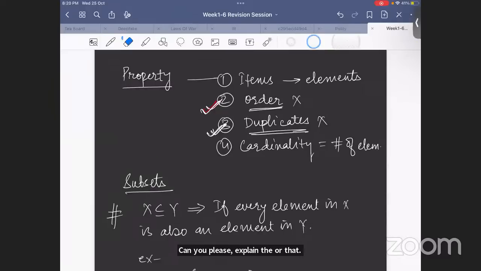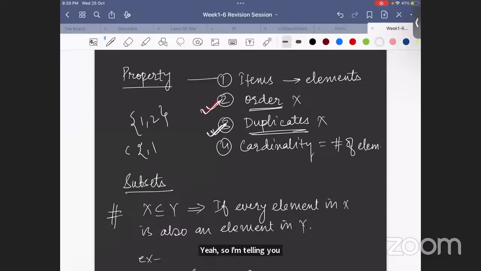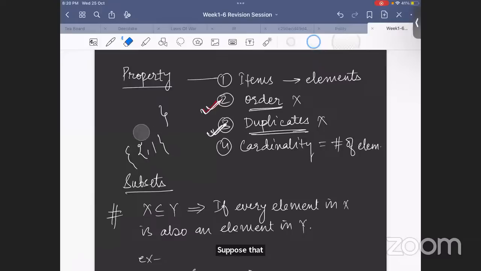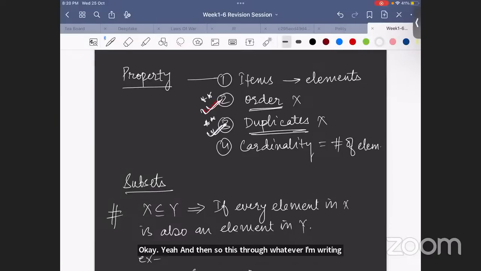Yeah, so I'm telling you, in a set, order doesn't matter. You can write 1, 2 or 2, 1. Both are the same, but in a relation it will matter. Okay, this is what I was saying. Whenever you are writing the elements of a set, you can write them in any order, suppose 1, 3, 4 or 4, 3. Whatever I'm writing here is important. Just mark it with a star. You can get a statement from this too.